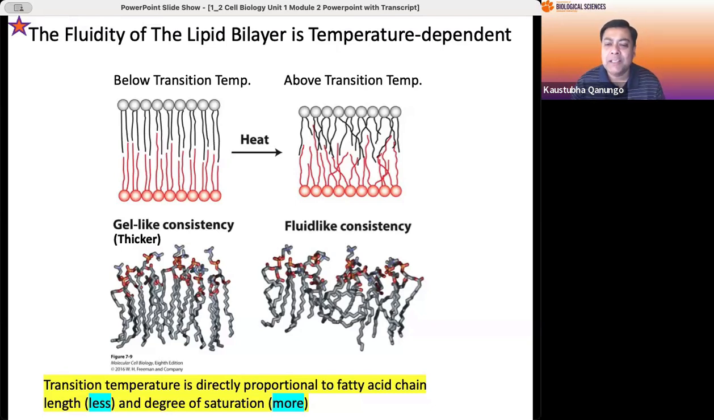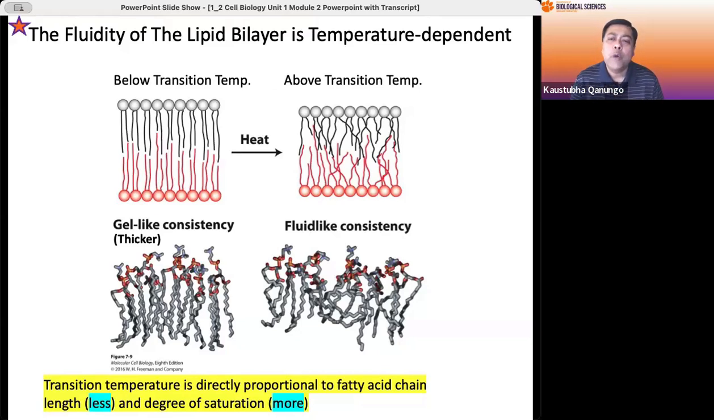So that's basically how it is done with all animals, and it has way more implications than that. All of these are based on what is called a transition temperature. Say, for example, we are looking at a random membrane here, and this is below a transition temperature. Again, we'll talk about that: for each membrane composition, there is a specific transition temperature.